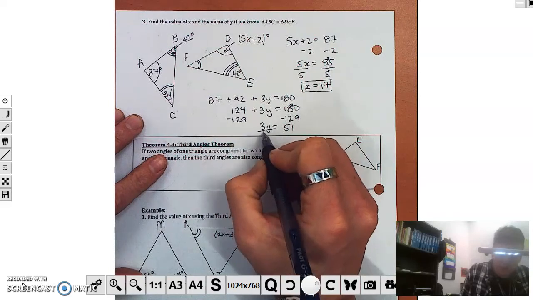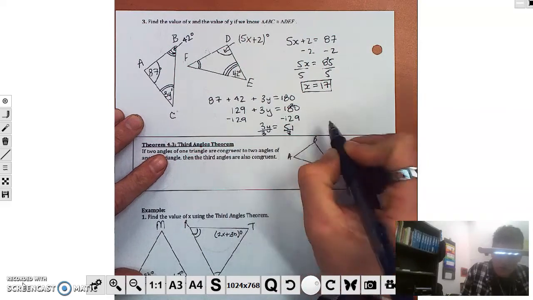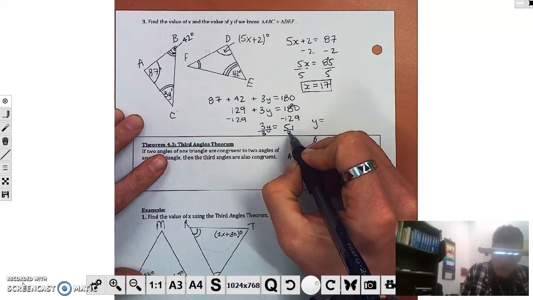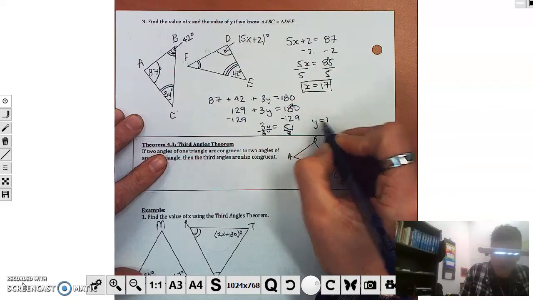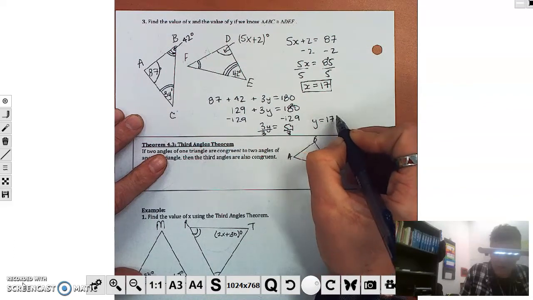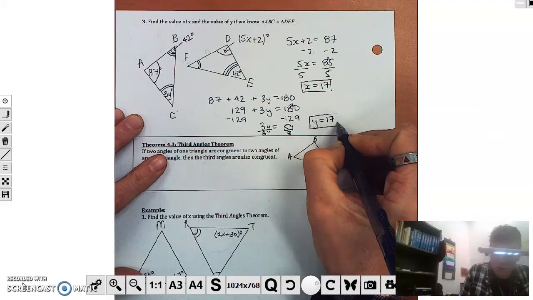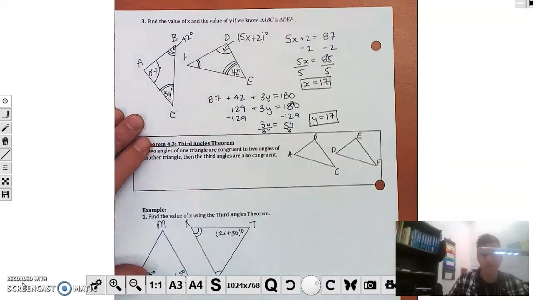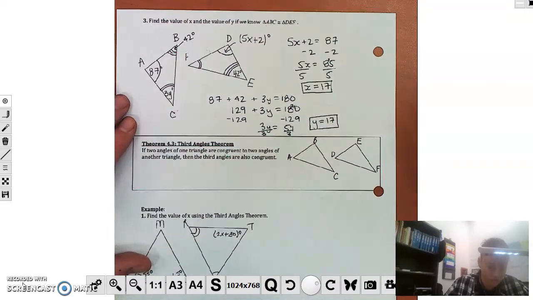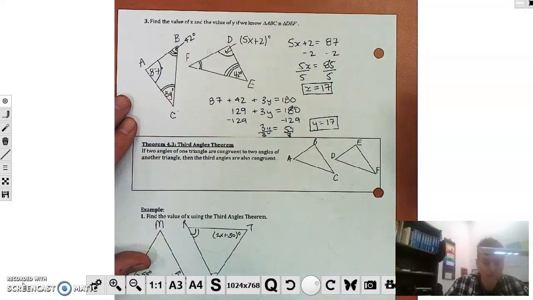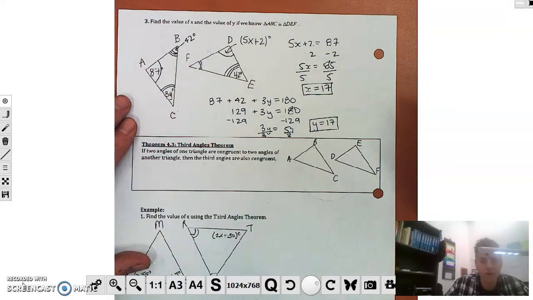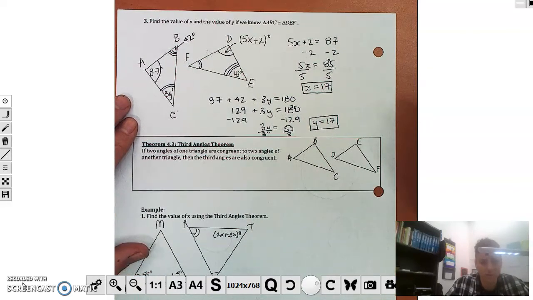Excellent. Divide both sides by 3 to get that y equals 5 goes into 5 once, remainder 2. 17 strange. Very, very strange. But that's what it is. Okay. Look at you, solving triangles, knowing what's up. It's good stuff.